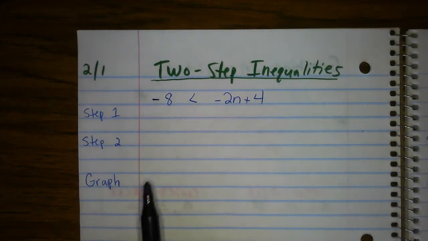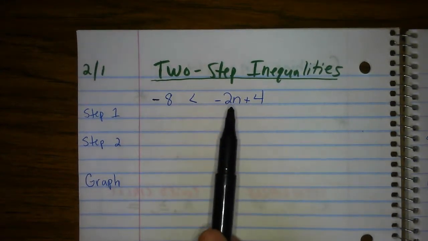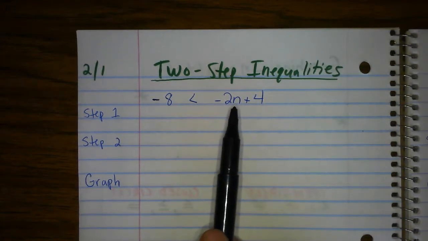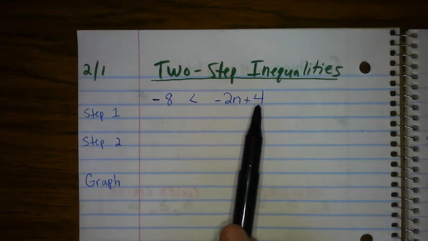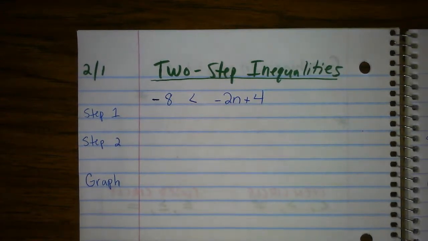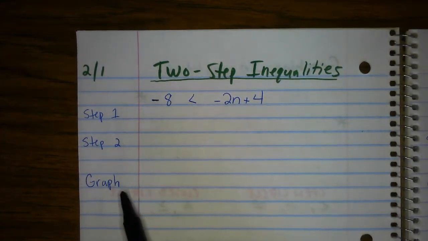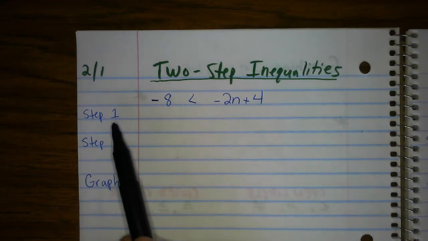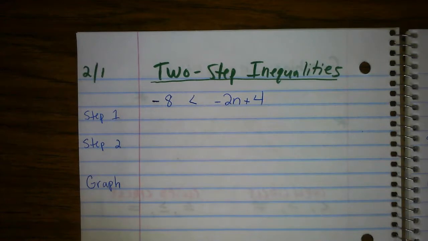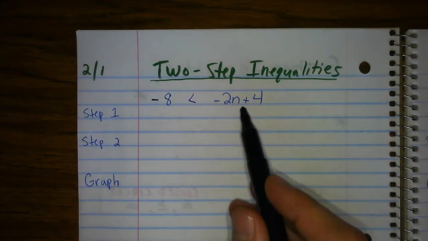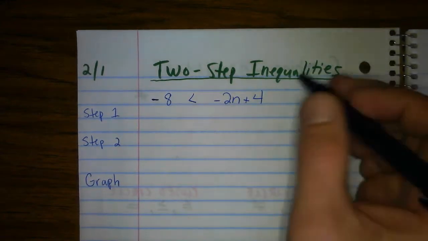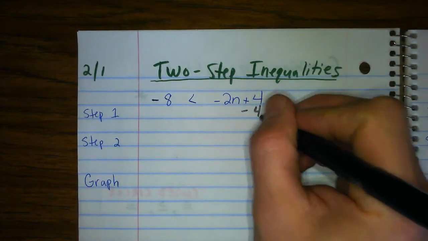So this is a two-step inequality. I have my variable being multiplied by -2, and there's 4 being added to it. So those are going to be 2 steps, 2 things that we need to undo. I would like you, in the column of your paper or in the margins, to copy what I have down here. Step 1, step 2, and then graph. So step 1, trying to get the variable by itself. The first step is to subtract 4 from both sides.